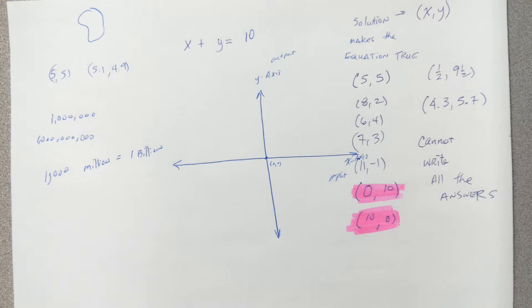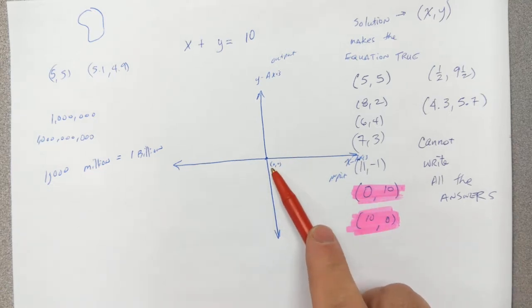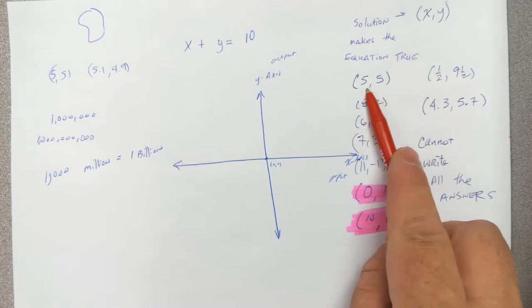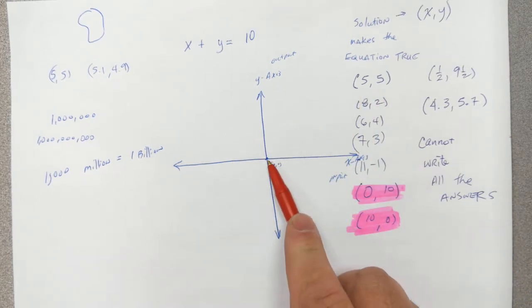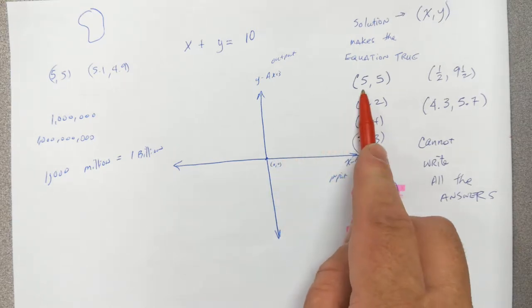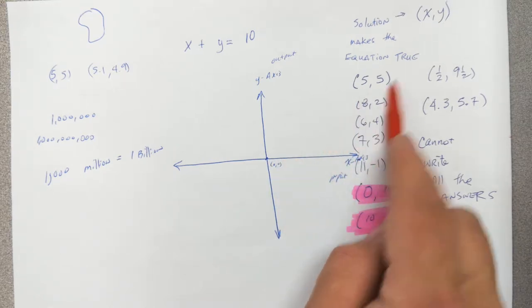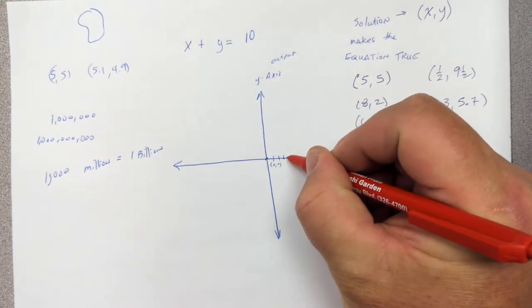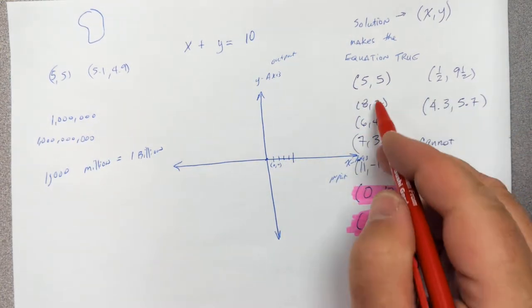True story. The origin is where something starts. And if we were going to put this solution on the graph, we start here. We count this one first. X goes first, Y goes second. You see X comma Y? So we would do 1, 2, 3, 4, 5. That would be the X.